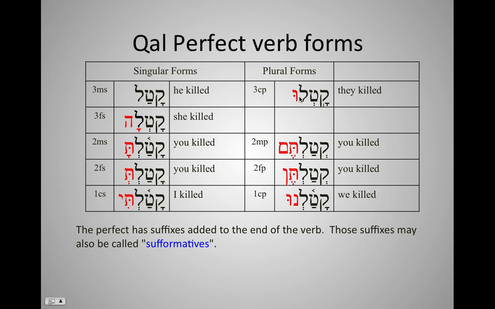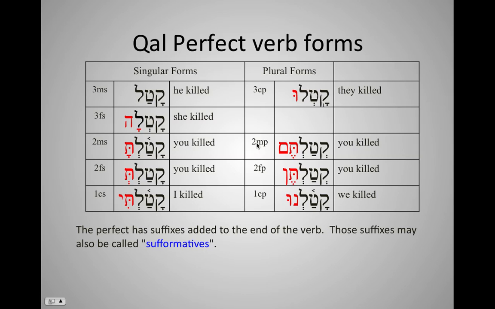What we get in third common plural verbs is they end in a shureq. That's their form. Katalu, they end in an oo sound with this u vowel. And the third common plural verb's subject is always going to be this word, they killed. Again, kill just reflects our verb root, katal, qof, tet, lamed. And the shureq here tells us it's the third common plural, and we plug in this subject they.